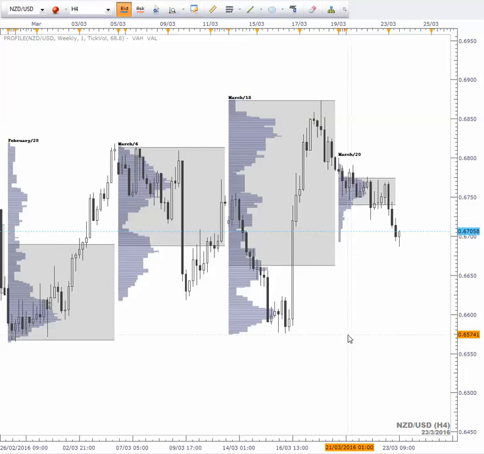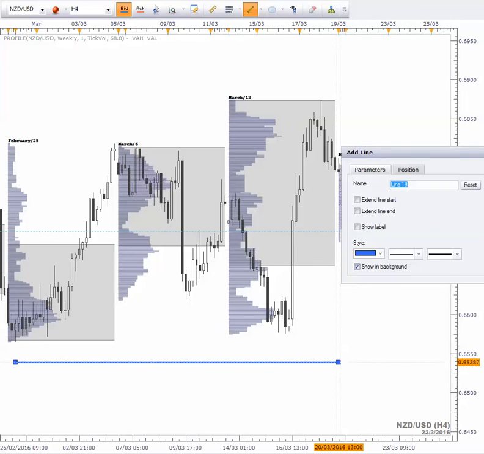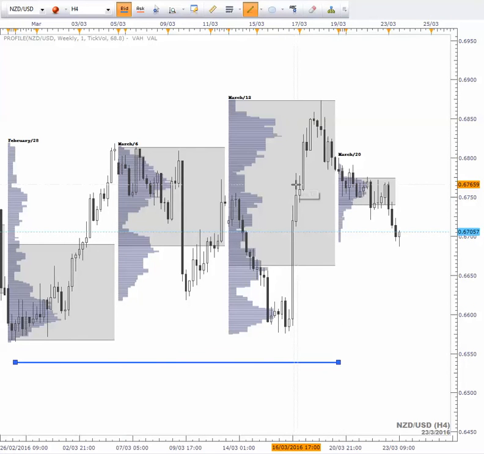In this video, I'm going to look at New Zealand dollar versus the US dollar, and in specific, I'm going to look at these three trading weeks right here. So this is 1, 2, and 3. I'm using the volume profile tool to help me determine trade entry levels.